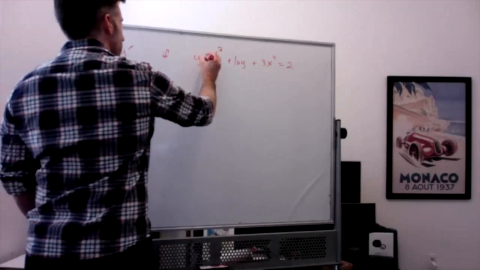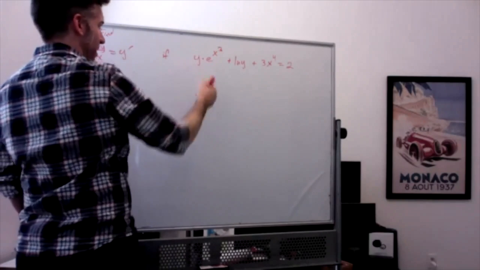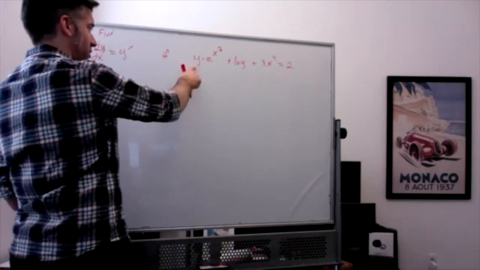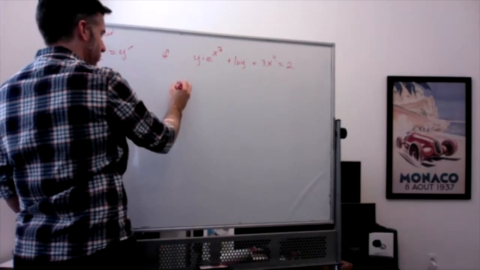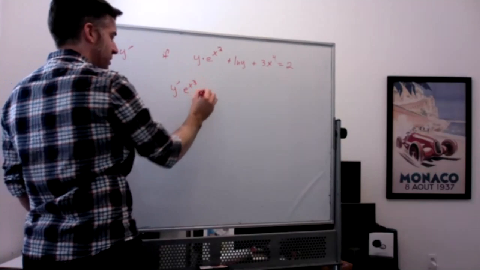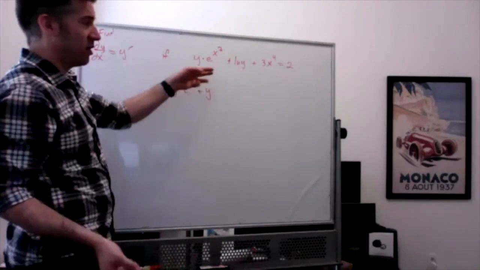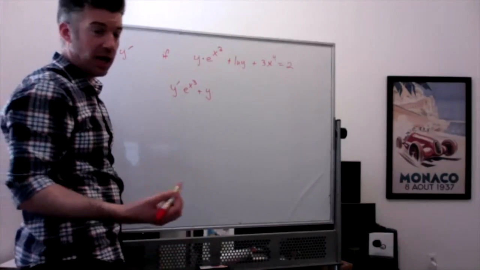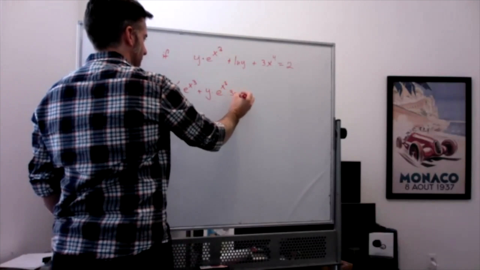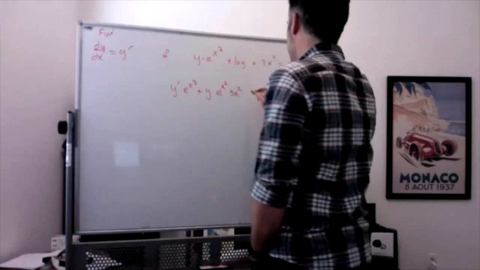So I'm going to take the derivative of the entire equation. The derivative of y times e to the x cubed: I'm going to use the product rule. Derivative of the first thing, the derivative of y is y prime, times e to the x cubed left alone. Plus, then we switch it. We leave the y alone and multiply by the derivative of e to the x cubed. The derivative of e to the stuff is e to the stuff times the derivative of the stuff. So e to the x cubed times 3x squared.